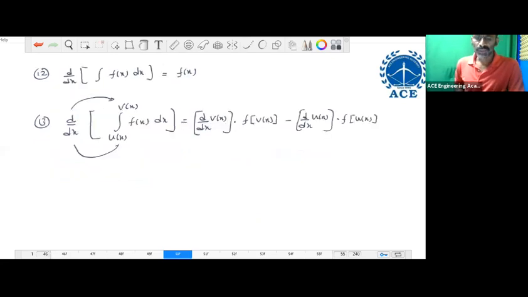Next, the 12th property: the derivative of the integral of f of x is f of x. Next, the 13th one: the derivative of the integral of f of x dx. Both are derivatives of integrals, but the difference is that in the 12th property there are no limits on the integral. In the 13th property, we have integral limits that are functions v of x and u of x, not just constants a to b. They are functions of x, and we use the formula.